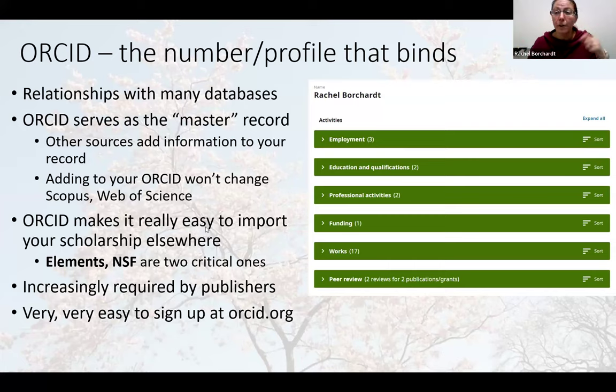So they will check for an ORCID when they're adding new publications, but if you add something to your ORCID record, it's not going to then add it to Scopus or Web of Science if it wouldn't otherwise be in ORCID, Scopus or Web of Science.